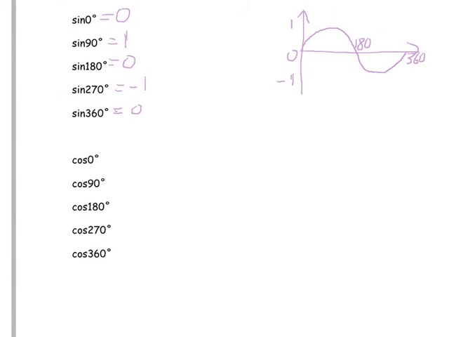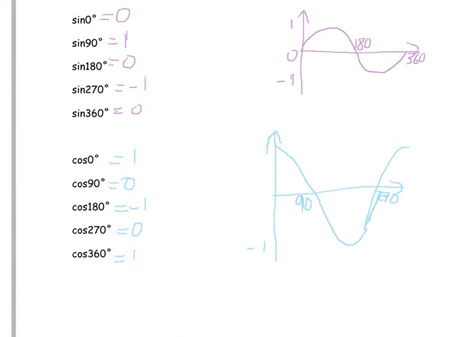Well, cos is very similar to the sine graph. However, instead of starting at 0, it starts at 1 and goes down to -1, and it goes in this shape between 0, 90, 270, and -1 is in the middle at 180 degrees. So 0 is going to be 1, 90 is equal to 0, 180 is equal to -1, 270 is equal to 0, and 360 is back up to 1.